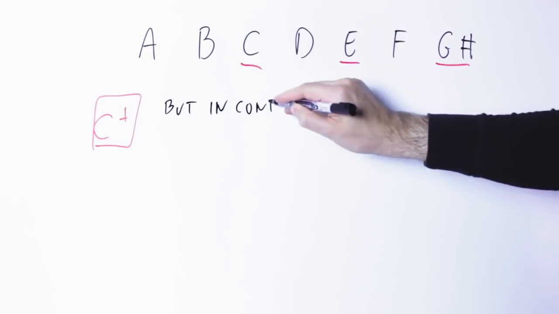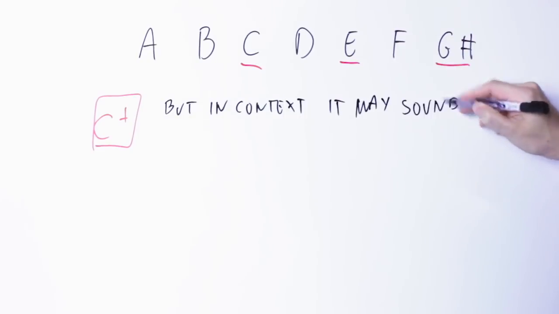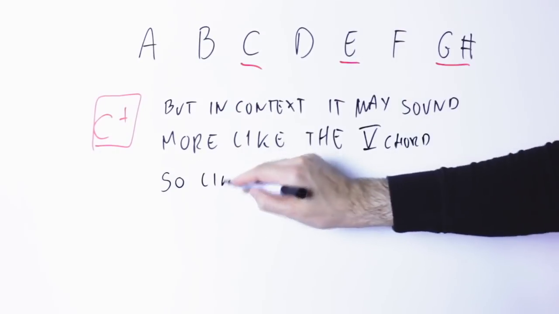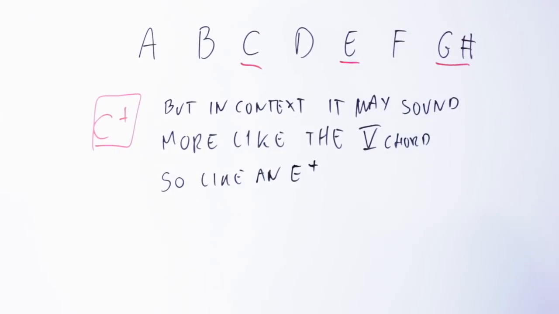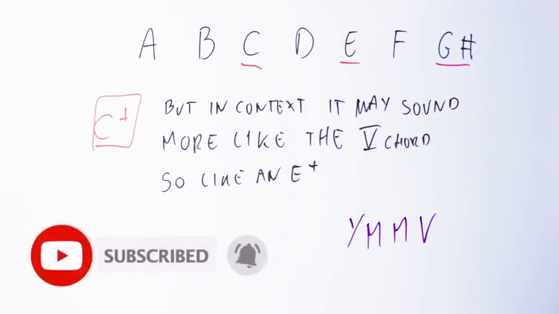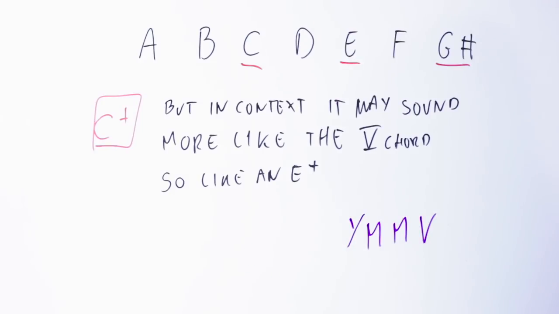Yay! But if I play it in context, sometimes this actually does not sound like the C augmented chord. It sounds more like the altered 5th chord. So this sometimes is heard more as an E augmented, an E with a sharp 5 chord. Long story short, we can play this augmented chord substituting the 5th chord of the key.